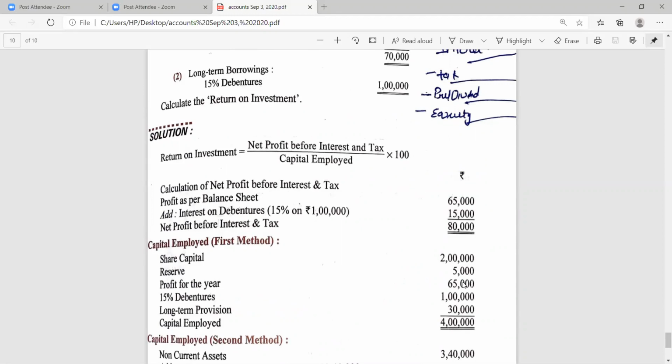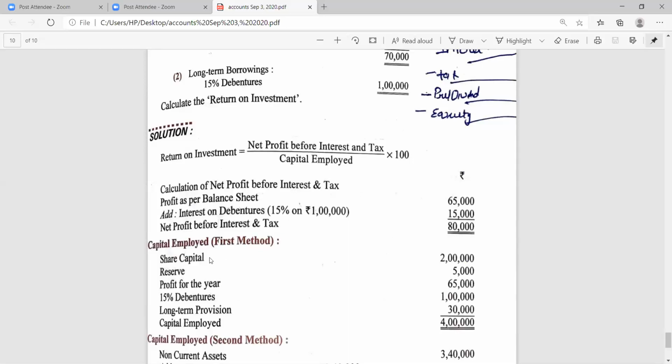Now, the net profit before interest and tax, how is it to be calculated? It is to be calculated by using the formula. We have the profit as per the balance sheet. Out of that, we have been given the interest only. So, interest on debenture will be 15% of the face value of debenture, that is 15,000, and the total 80,000 will be our net profit before interest and tax.